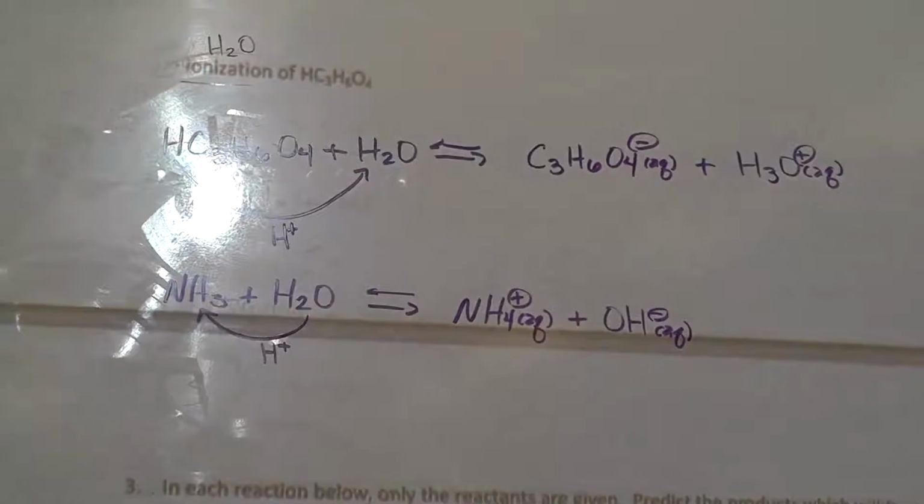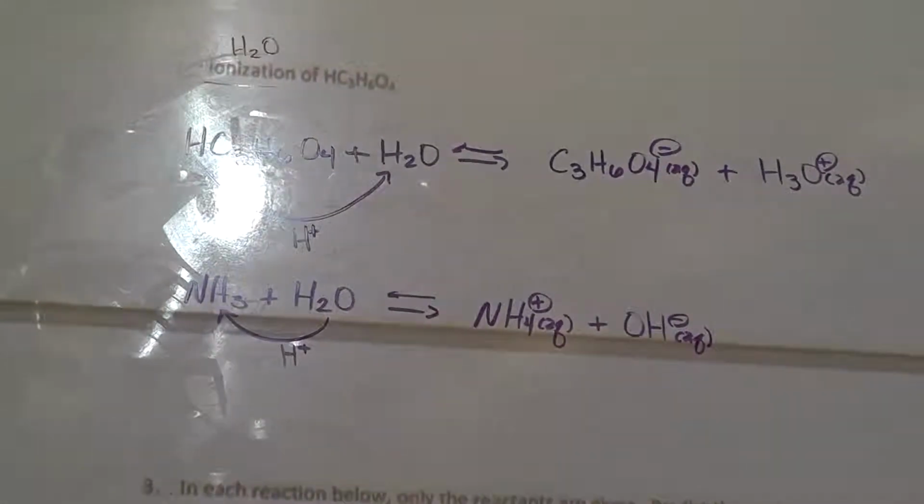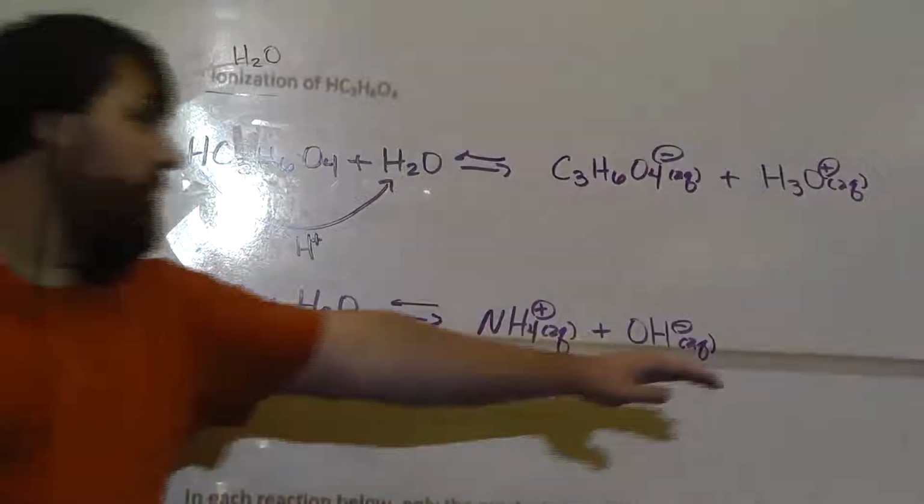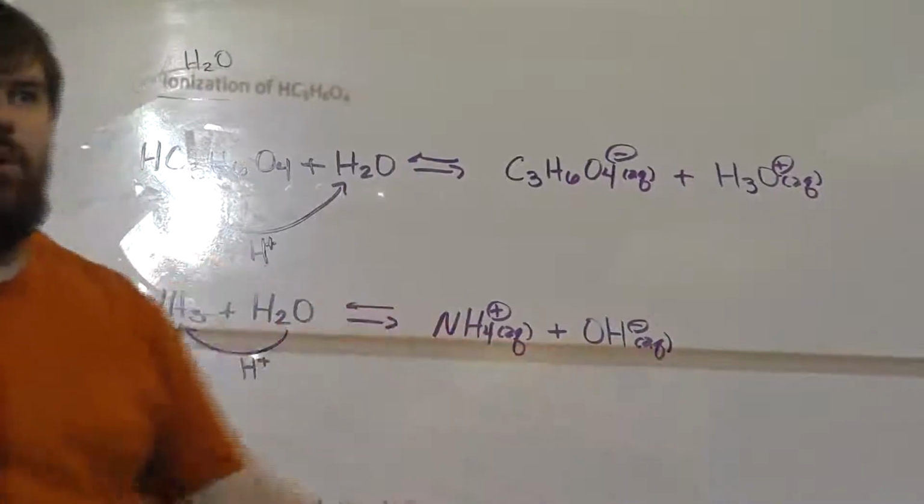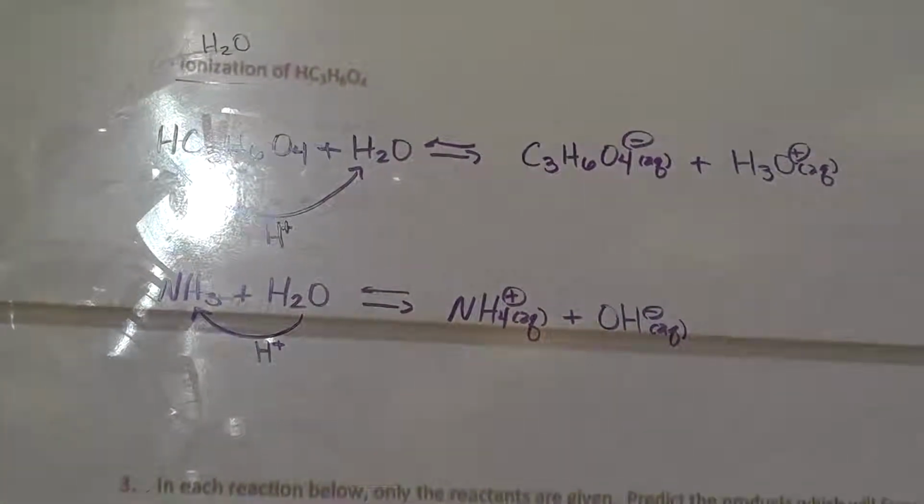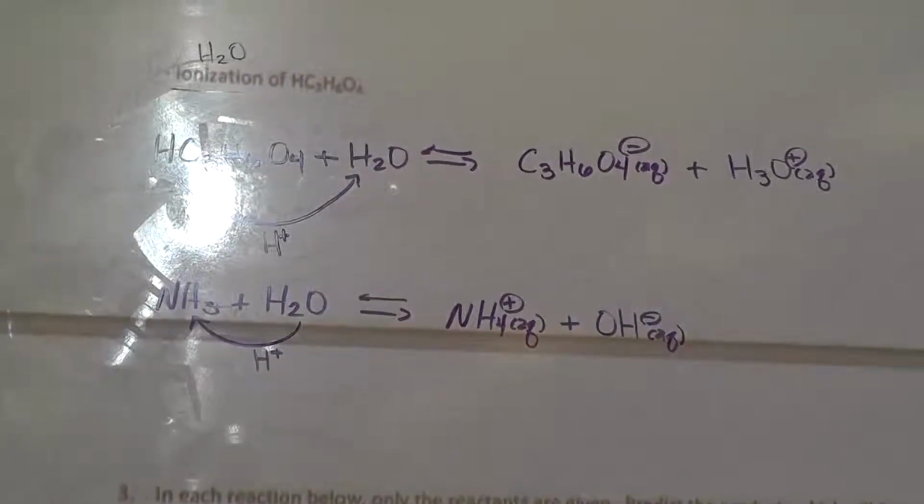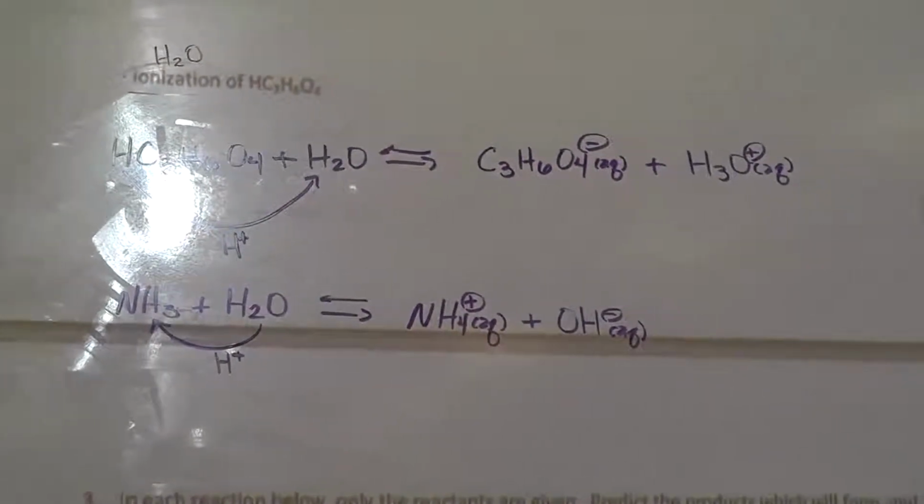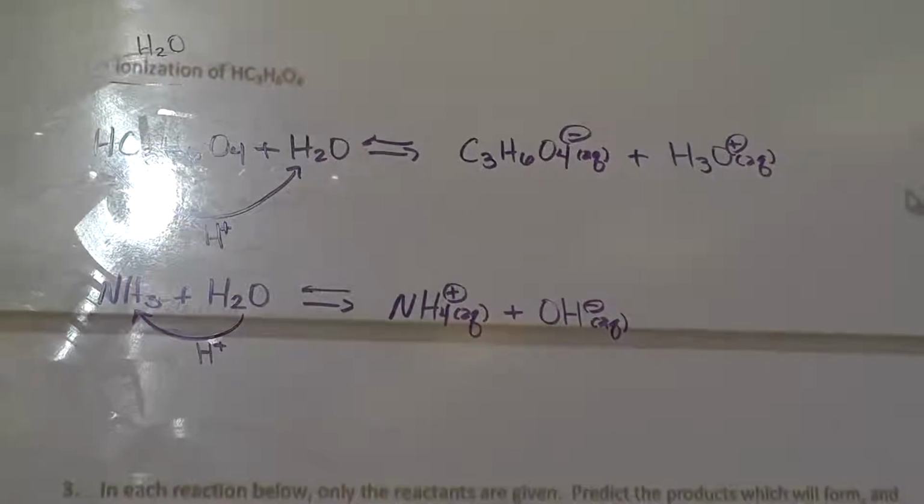The reason that ammonia acts as a base, even though it doesn't have a hydroxide, is because it produces that hydroxide. Whenever it touches some water, it will rip that hydrogen off that water eventually. Sometimes it takes a little bit of time, and it will produce that excess hydroxide, which constitutes it a base.